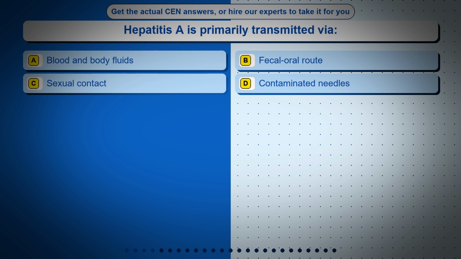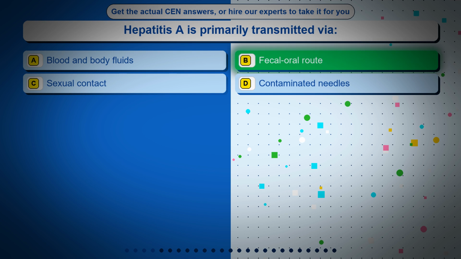Question 4. Hepatitis is primarily transmitted via: Option A, blood and body fluids. Option B, fecal-oral route. Option C, sexual contact. Option D, contaminated needles. The correct answer is option B, fecal-oral route.